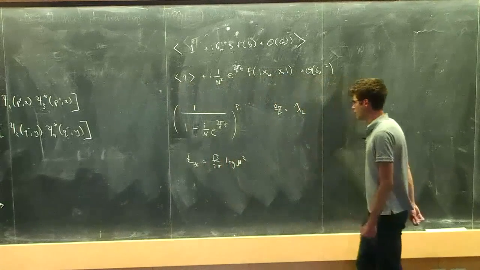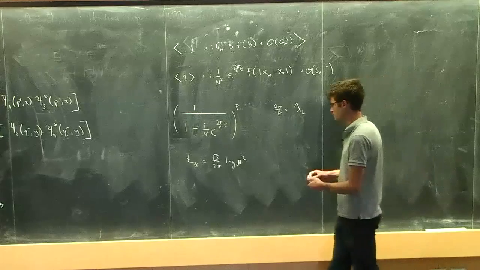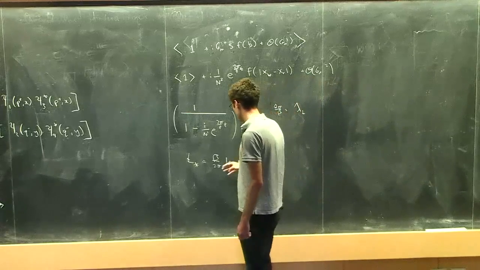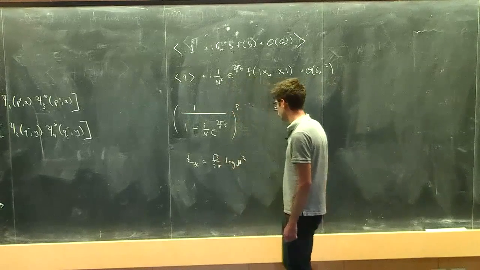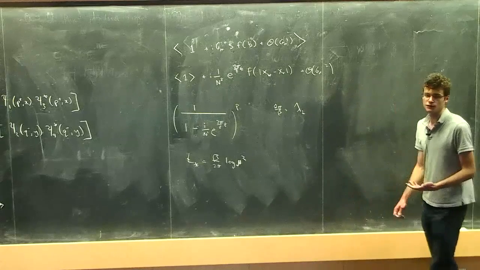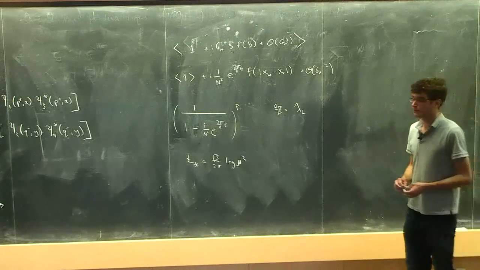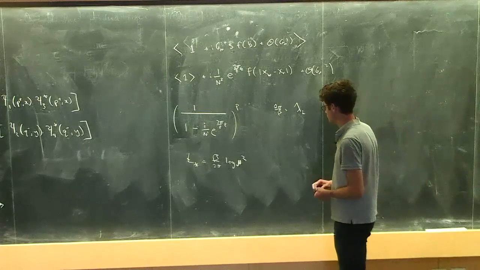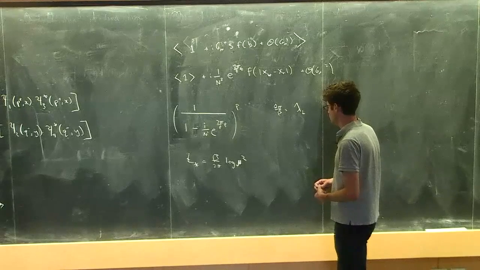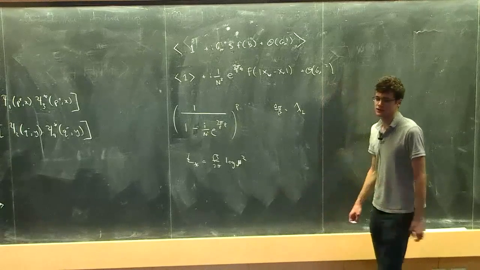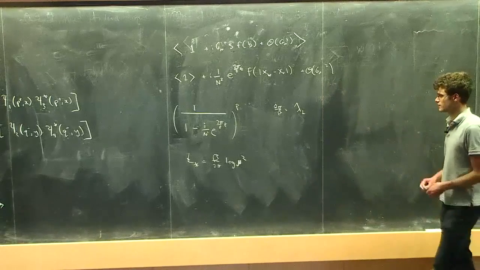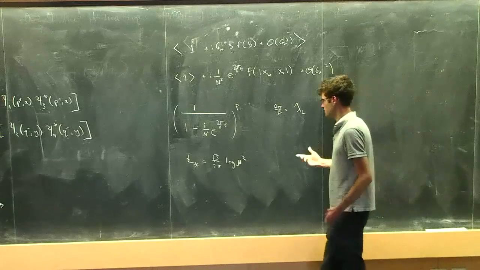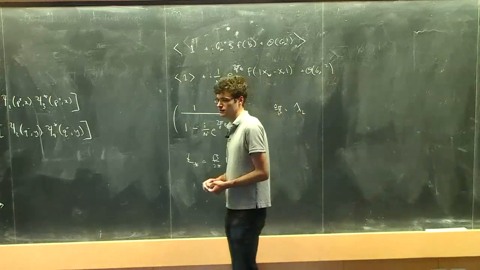This time scale has shown up before. 1 over the temperature times the logarithm of n squared is a time scale referred to as the scrambling time. It was proposed by Hayden, Preskill, Sekino, and Susskind that black holes are very efficient scramblers. Sekino and Susskind proposed that they were the fastest scramblers allowed by quantum mechanics.